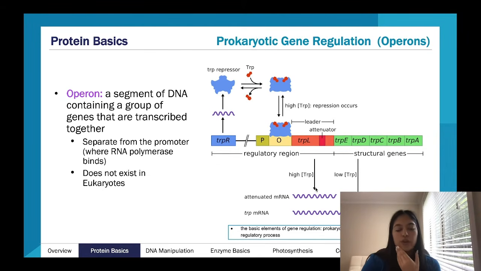There is another process called attenuation. I'm not going to go into it in too much detail because it is a little bit more complex. And again, you'll learn about it and stuff like that. But basically, there is a leader section that you can see here. So you see how this is separate to our structural genes. It doesn't really have any involvement with the actual production of tryptophan itself, but there's a second form of regulation. So we've got this, our little repressor. This leader section is involved with this thing of attenuation.